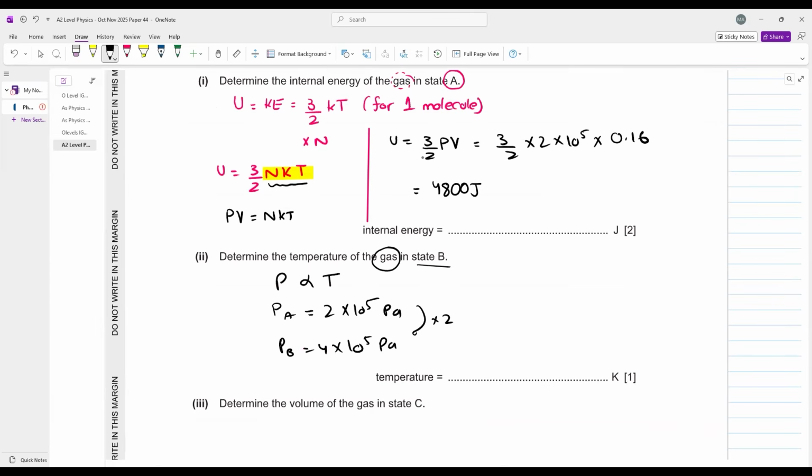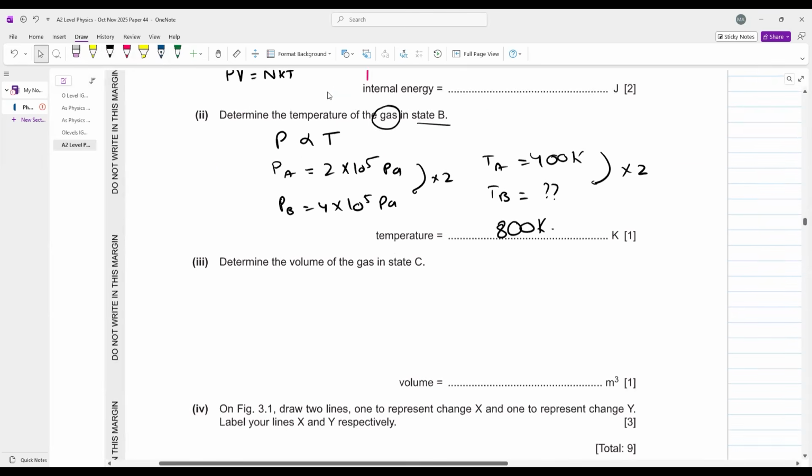Pressure has doubled. The temperature at A was 200 Kelvin. What will happen to the temperature at B? It will also double. Oh, sorry. The temperature at A was 400, right? The temperature at A was 400. It will double. It will become 800 Kelvin. Simple as that. Nothing complicated here.